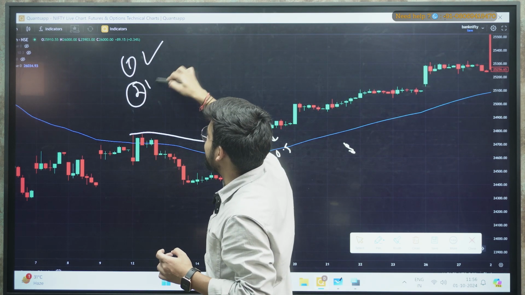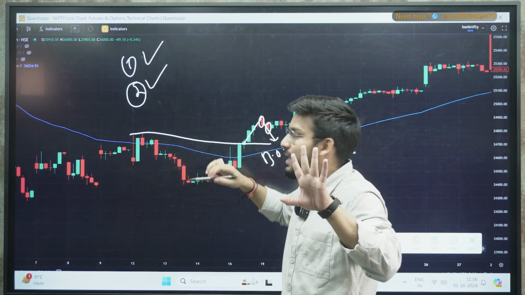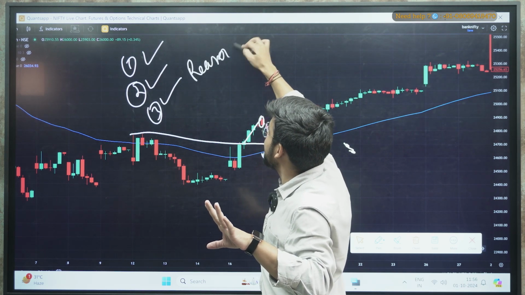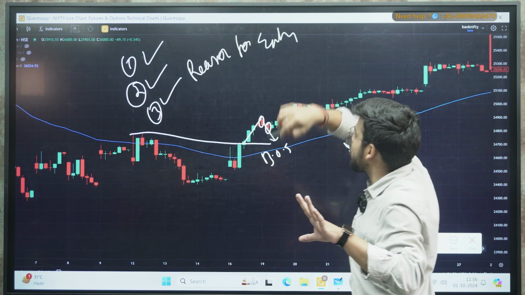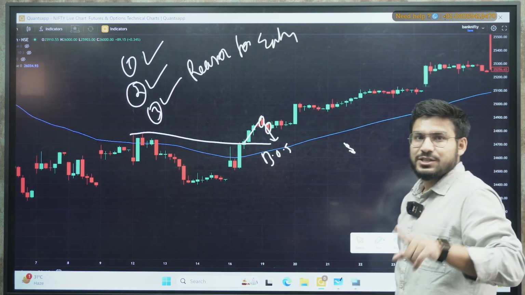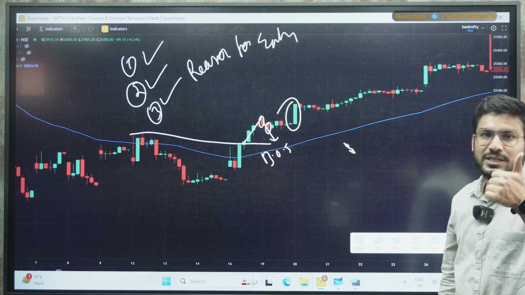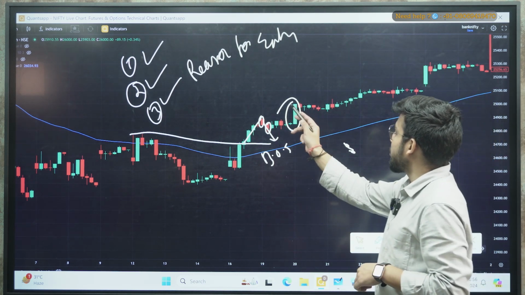Second step has been done. That is my pullback. Then the third and the very last step, I need a reason for entry, a very strong candle, right? So a very strong candle, and that is your reason for your entry. This is your reason for entry.